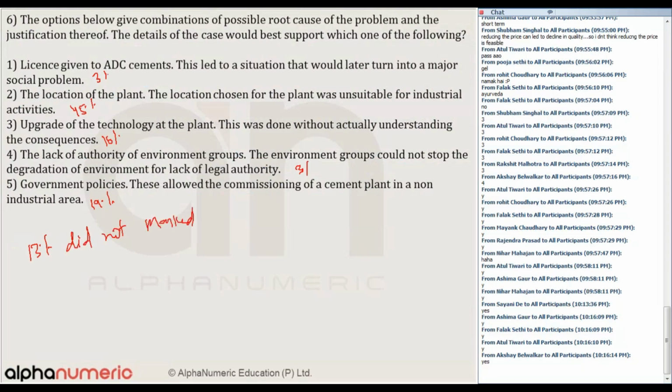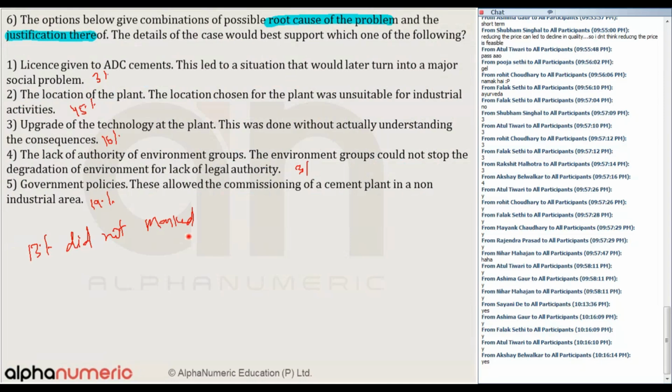The question says the options below give the combination of possible root cause of the problem. What is the root cause of the problem, and the justification of that problem. The details of the case could best support which one of the following.